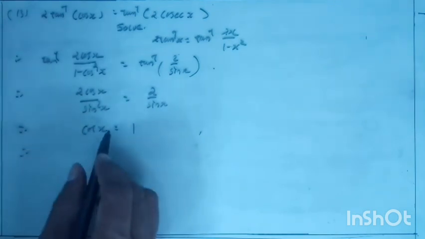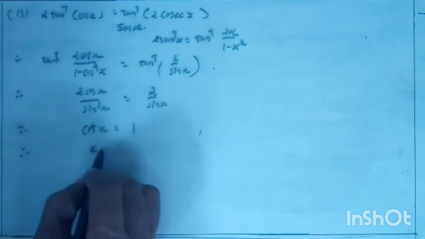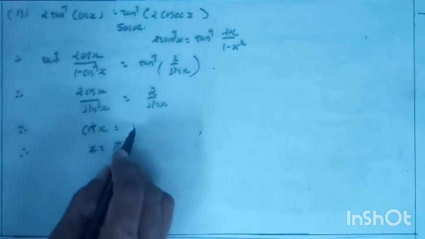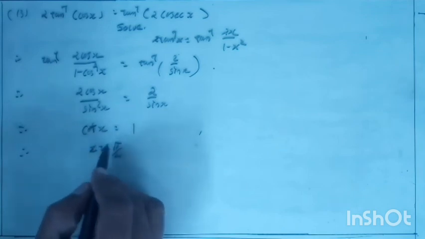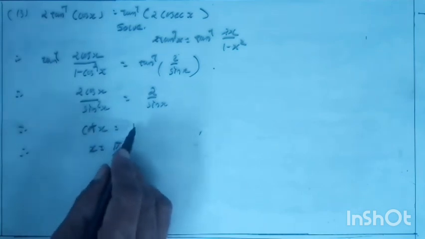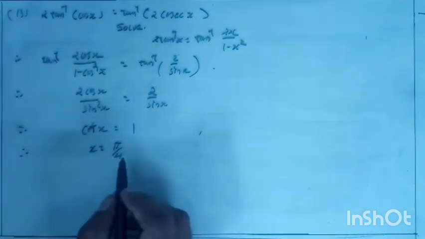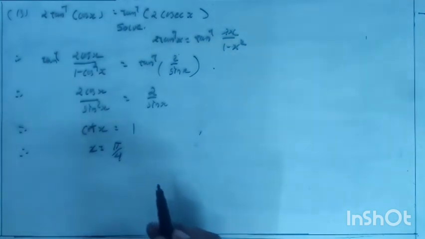So cot x is equal to 1, that is the value of x is equal to pi by 4, or cot inverse 1 is equal to x. Cot inverse 1 is pi by 4, so we get x is equal to pi by 4. Clear?